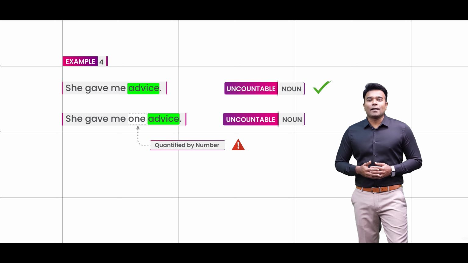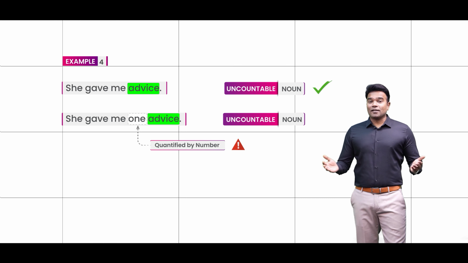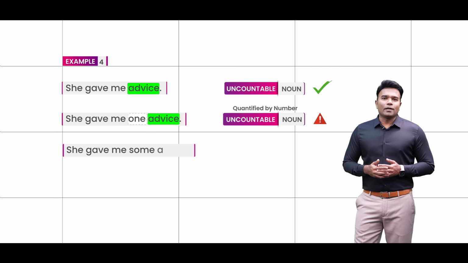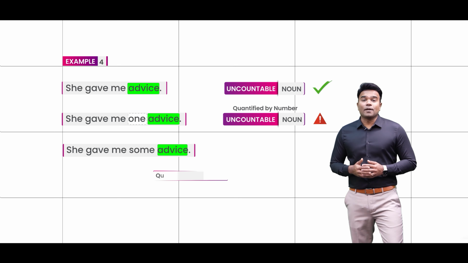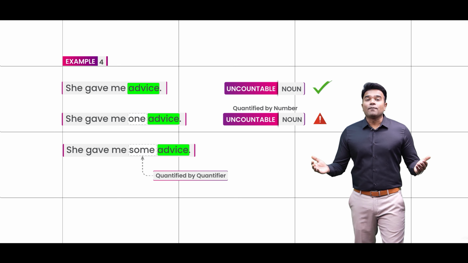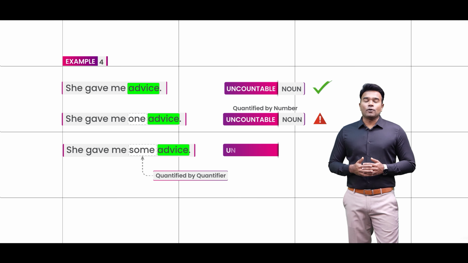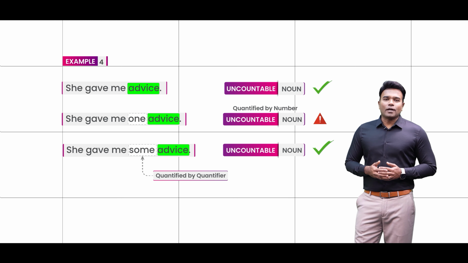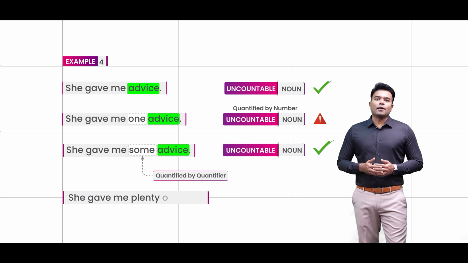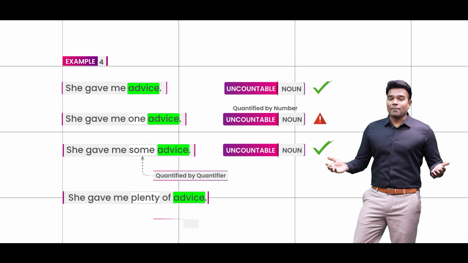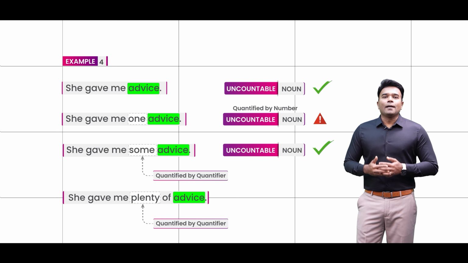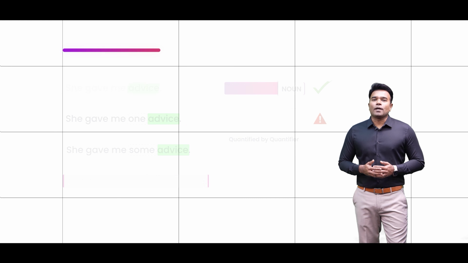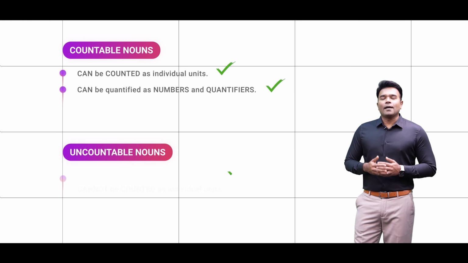But then we can definitely quantify uncountable nouns by making use of quantifiers. Have a look at this sentence. She gave me some advice. Well, definitely this sentence is valid, because some over here happens to be a quantifier that can be used to quantify uncountable nouns. Not just this, have a look at this sentence. She gave me plenty of advice. Again here, plenty of happens to be a quantifier which we can definitely use with respect to uncountable nouns. And so now if you look back at these 2 points, I'm sure you have been able to completely understand it.